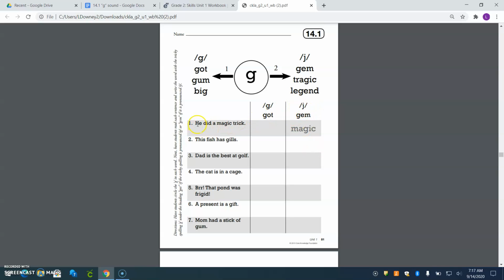So the first one says, he did a magic trick. You will circle magic, and they did the first one for you as far as putting it in the column. Does it make the G sound as in got, or the J sound as in gem? So of course you know it's making the same sound as gem. So you're putting it here, magic, it's saying that J. Please finish the rest of the page, circle the words that have G, and then put them in the correct column.